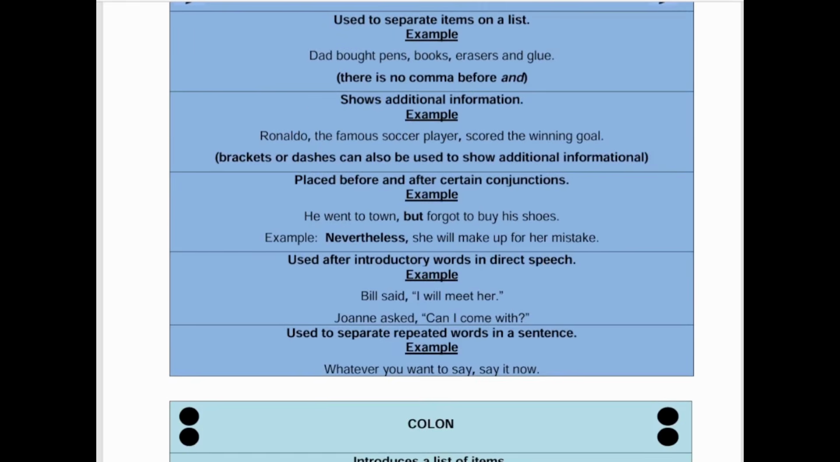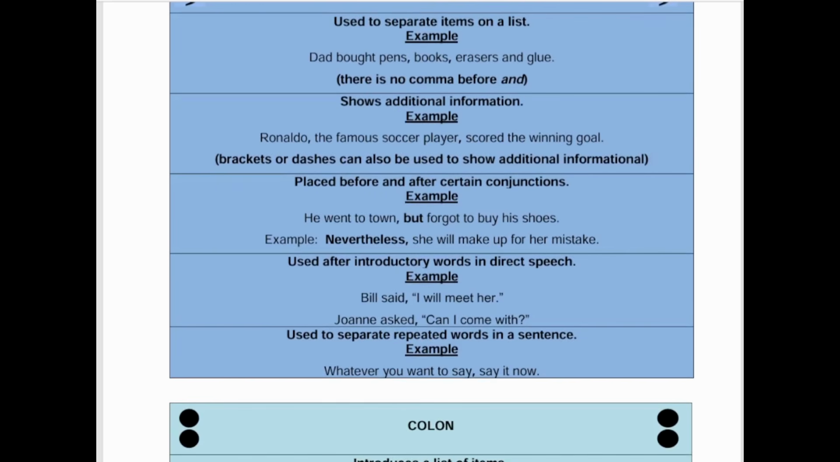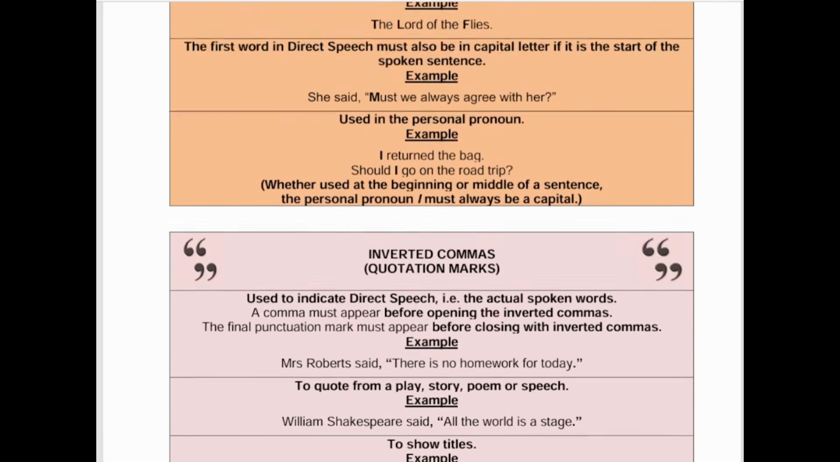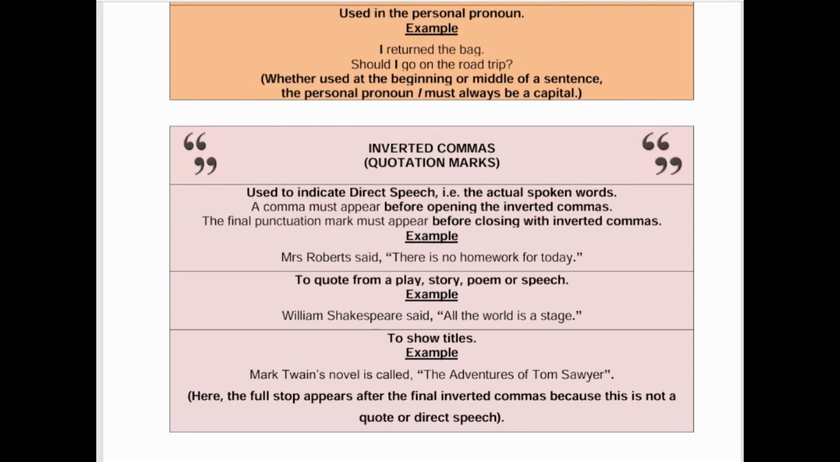Then another use of a comma: used after introductory words in a direct speech. After you have written your introductory words, you are supposed to place a comma. Then you quote the words. Remember from the previous punctuation marks, we have learned about inverted commas. For example, Mrs. Roberts said, "There's no homework for today."